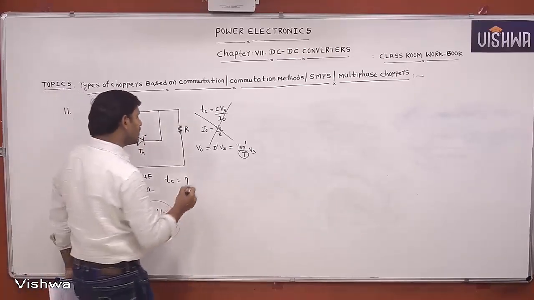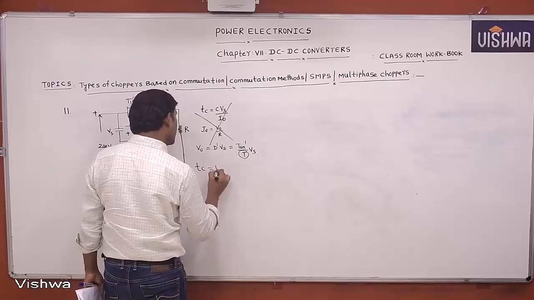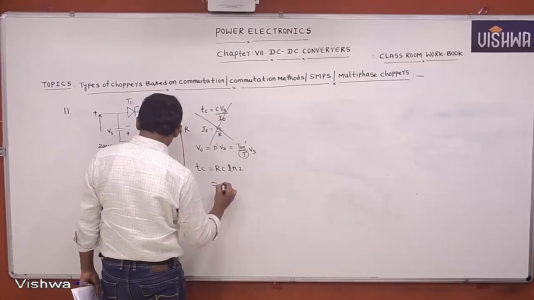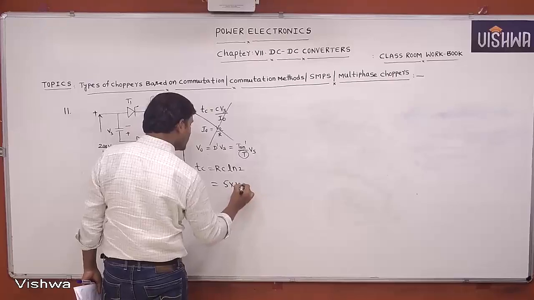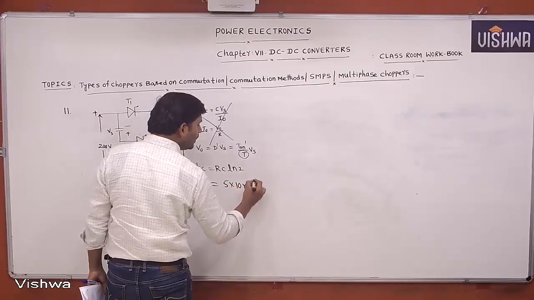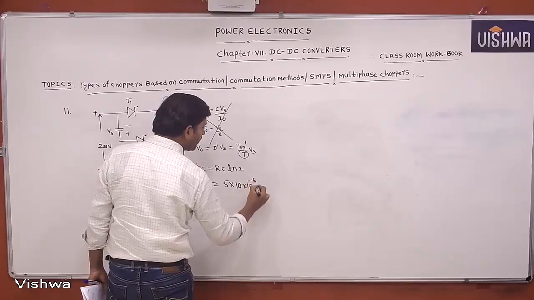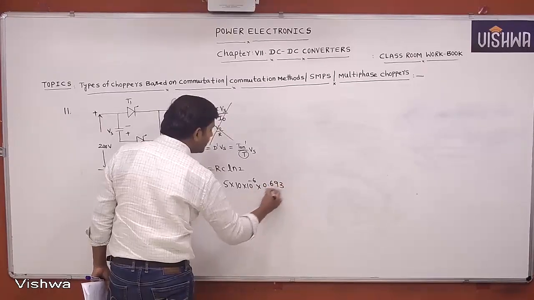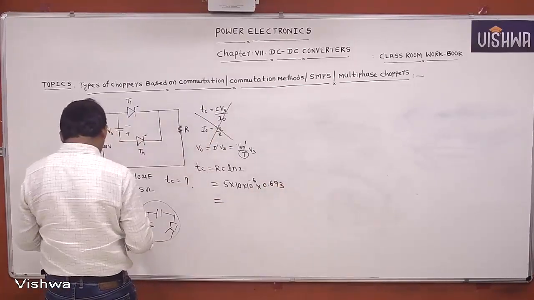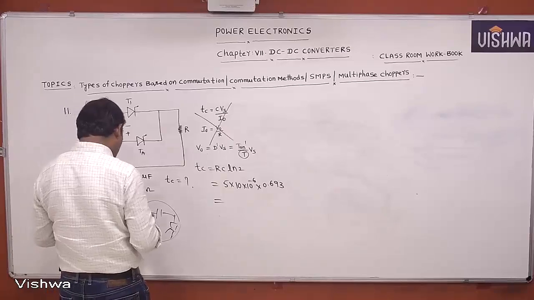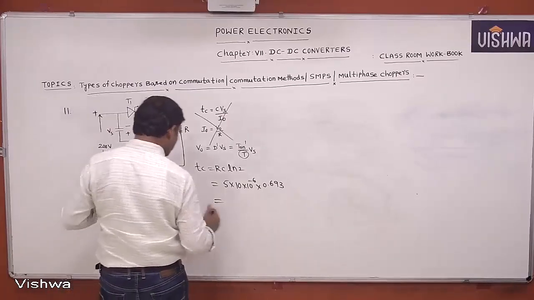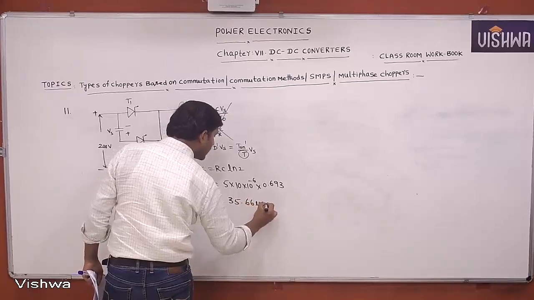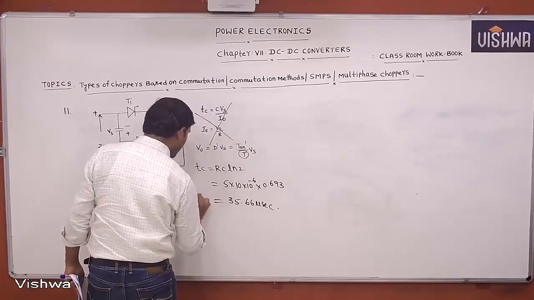Then what is the circuit turn-off time? Tc equal to RC into ln of 2, this you know. R is given as 5 ohms, C is given as 10 microfarad, 10 into 10 power minus 6. ln of 2 is 0.693. Then you simplify this, and we get 35.66 microseconds. This is the value of the circuit turn-off time.